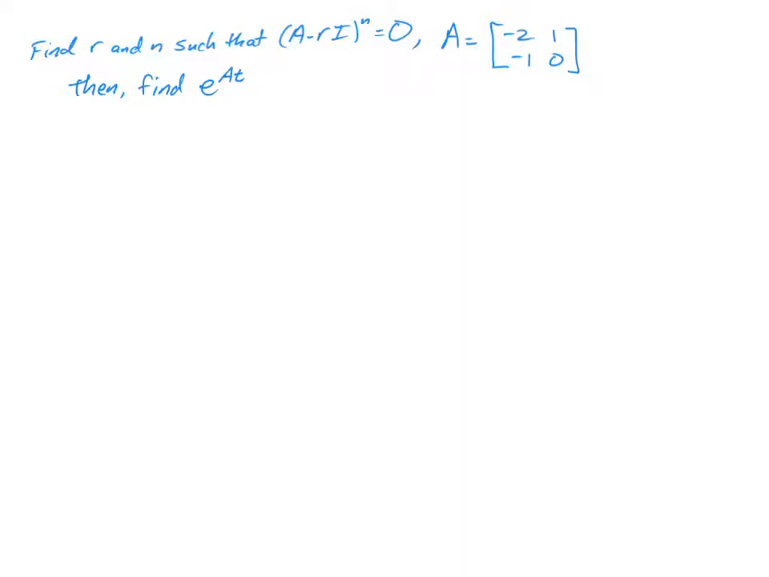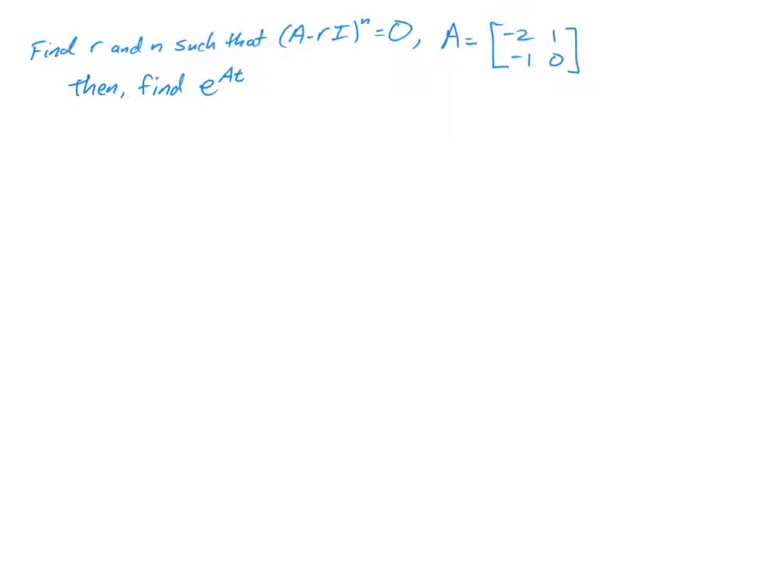Okay, for this problem, we need to find a value r and a value n such that (A minus rI) to the n power is equal to 0. And again, we want to find the smallest value of n that does this. So the first thing to do is to go through and find the eigenvalues of the matrix A.